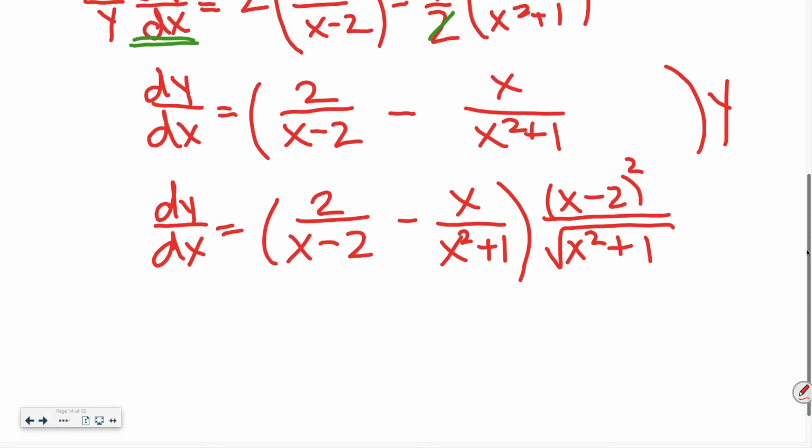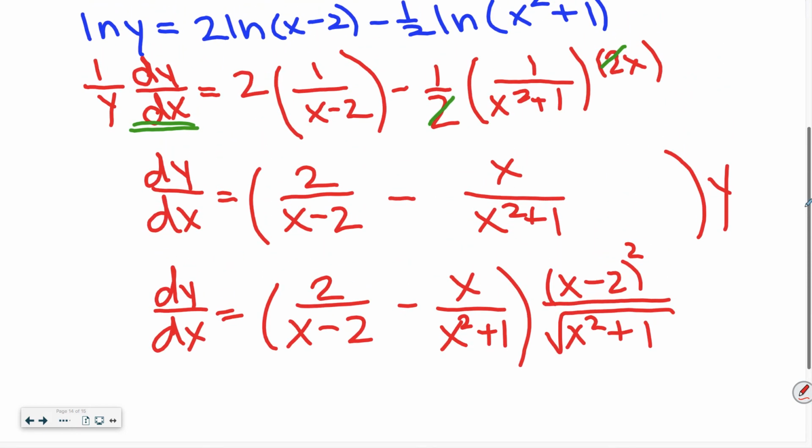Questions on how I wrote the answer or the y or any of that? Yes? So the only reason why I say x can't equal 2 is that when we take the derivative, it goes into a denominator. So it's really not important for the derivative. Okay. Other questions?